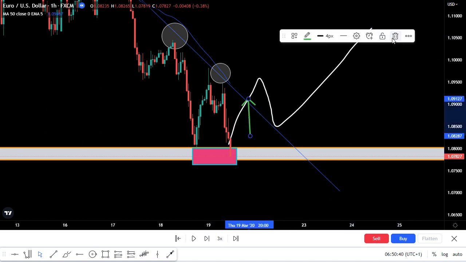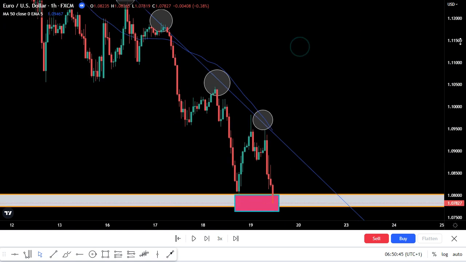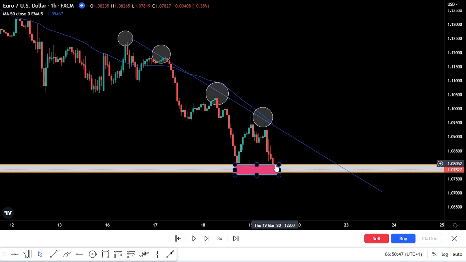Okay, so now I have put in my levels and where I'm going to be making entry. You can see I'm just waiting for the price to break, so I'm not doing anything around here. Yes, we had the double bottom.